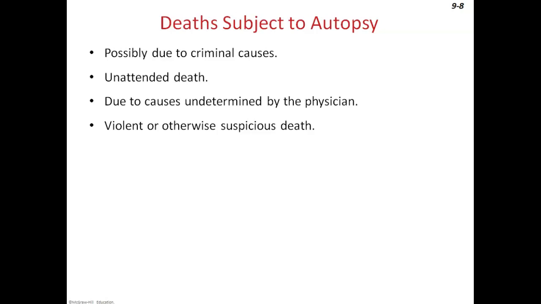Just for clarification, a coroner is a public official who investigates and holds inquests over those who die from unknown or violent causes. They may or may not be a physician, depending on particular state law, whereas a medical examiner is a physician who investigates suspicious or unexplained deaths.